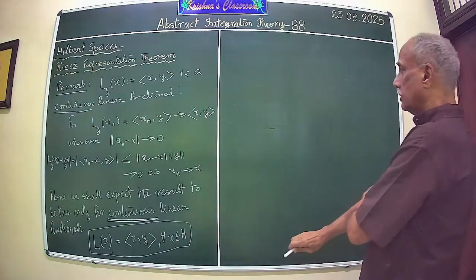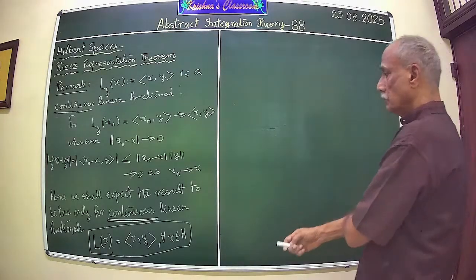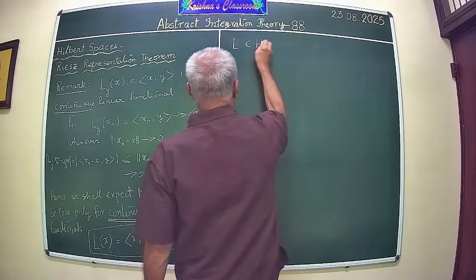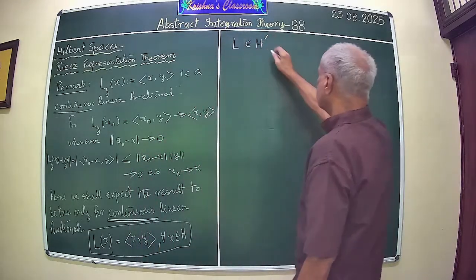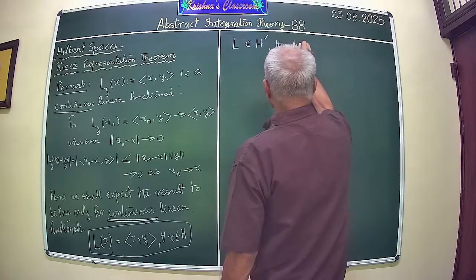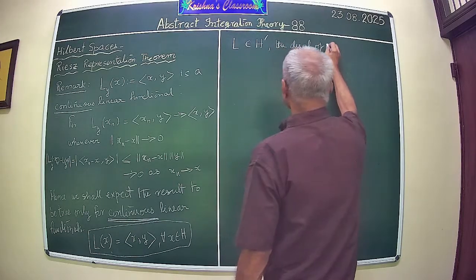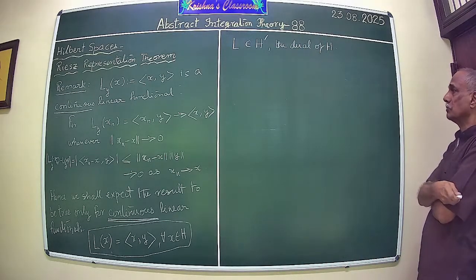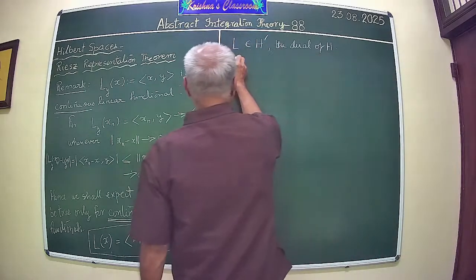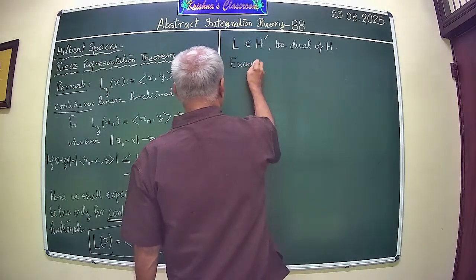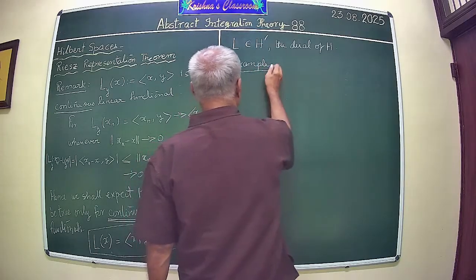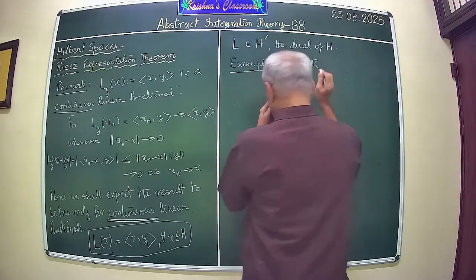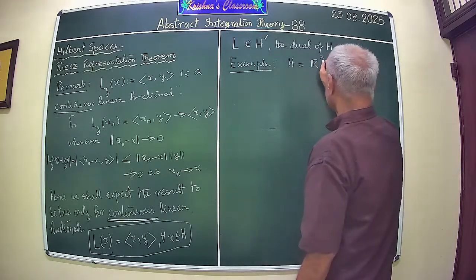So our problem is this. We are given L belongs to H prime. H prime is the dual of H. Okay, so let us take an example. We'll look at the example. Let us take H to be equal to R3 to get some more visibility.